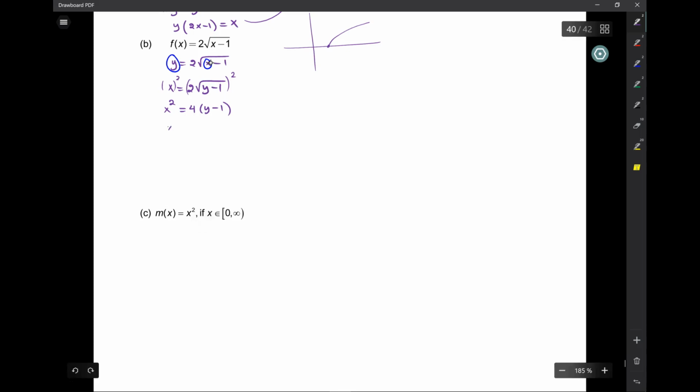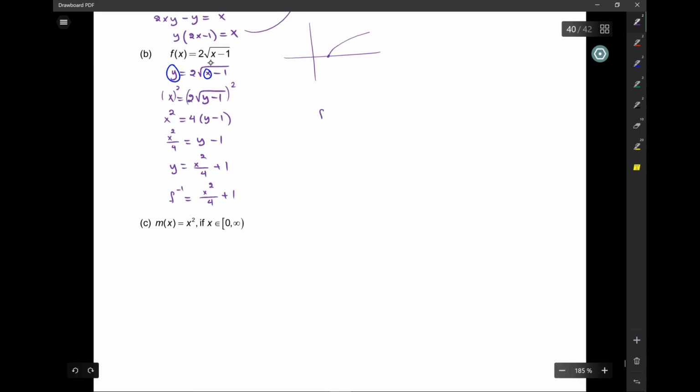So x squared over 4 is equal to y minus 1. And y is x squared over 4 plus 1. But now, hang on. So now f inverse is going to be x squared over 4 plus 1. Now, here we have a problem. Let's rewrite this another way. So x squared over 4 is the same as 1 over 4 x squared, plus 1.